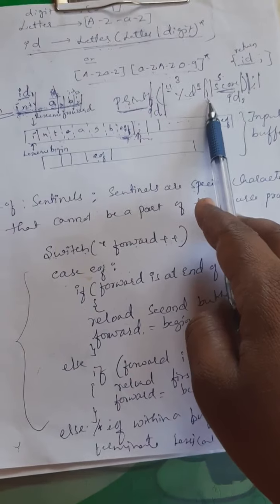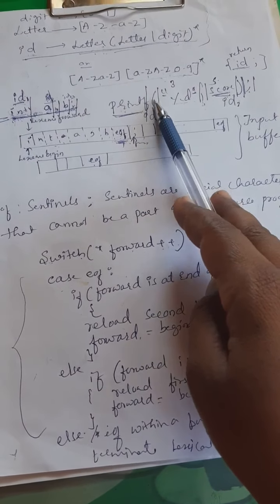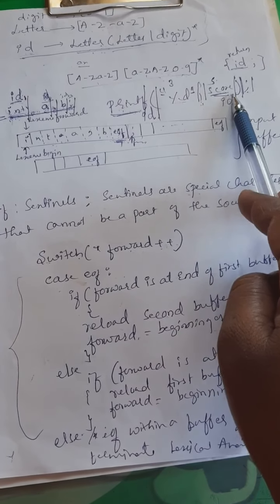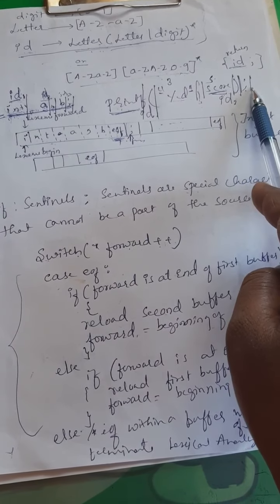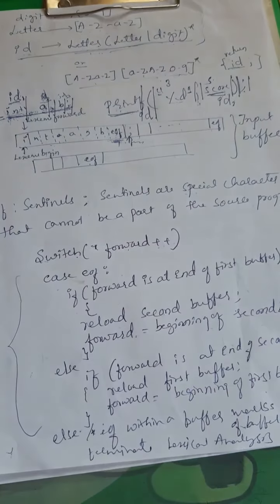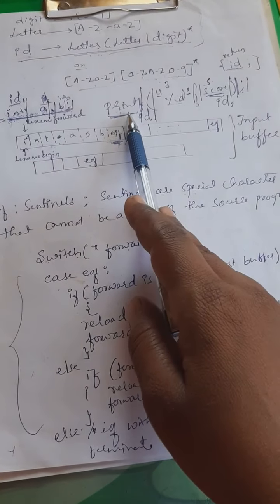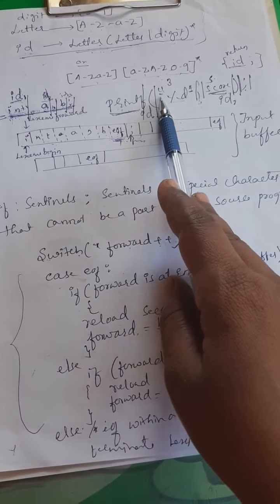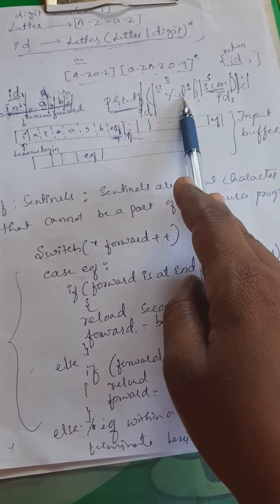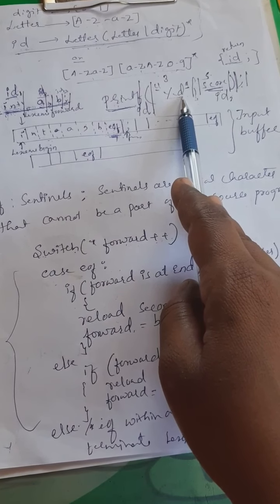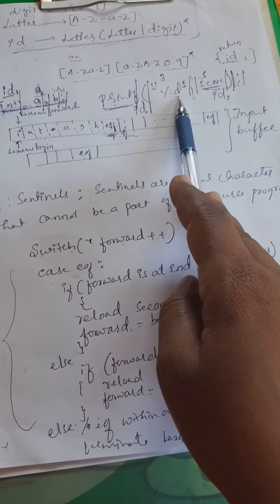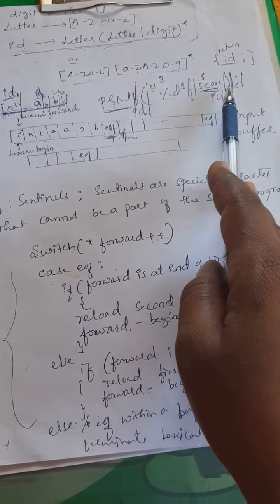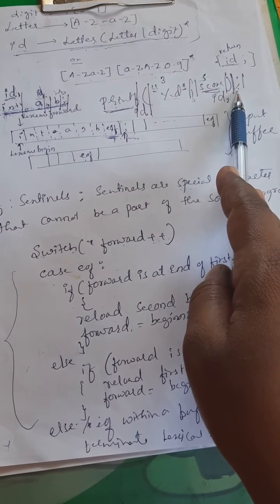Let's take another example: printf bracket, double quotation ID double quotation complete, comma, score, close bracket and semicolon. So here, how many lexemes are created? Printf is one lexeme, open bracket is a second lexeme. Whatever is written in double quotation is considered a constant, and a single lexeme is created for this. So this is a third lexeme. The fourth one is for comma, fifth for score, sixth for close bracket and seventh for semicolon.